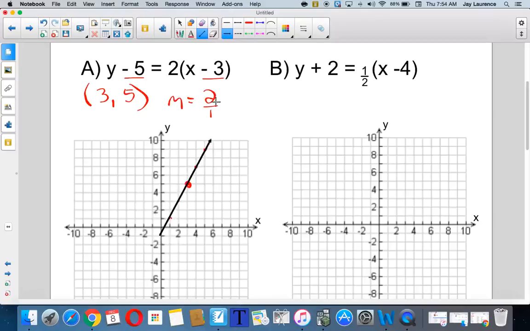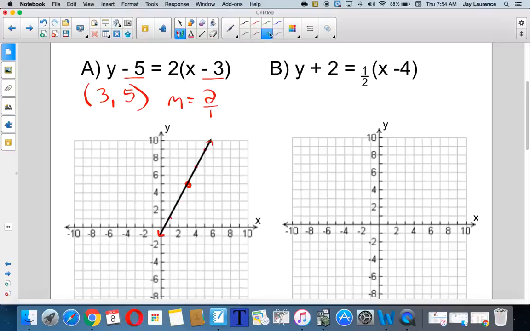Just like that. Let me stick an arrowhead on there so nobody worries about it. So that's pretty simple. I want you to try B on your own. Pause the video, identify the point, identify the slope, and graph it on some graph paper. When you're ready, go ahead and unpause the video and see my solution.